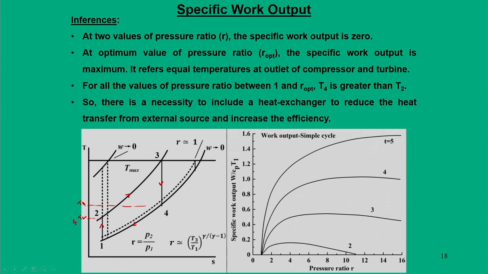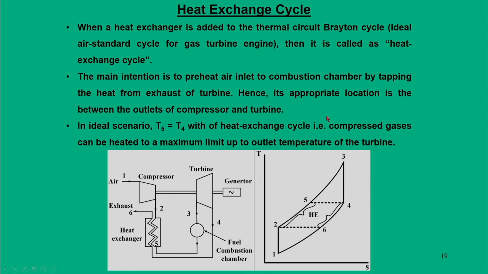for optimum work output, but that normally does not happen. So, we say T4 is always greater than T2. Because of this reason, a new cycle comes into picture. It is another variant of the simple cycle, by inclusion of a heat exchanger.